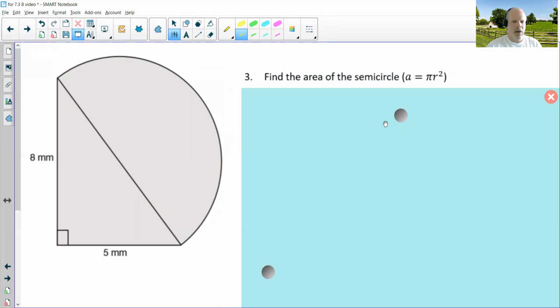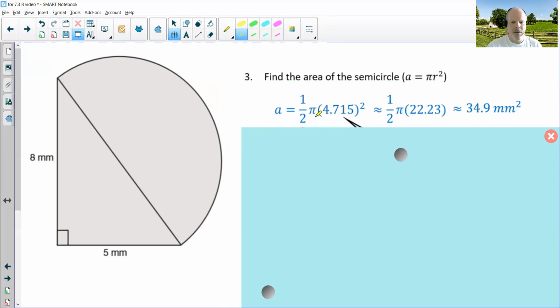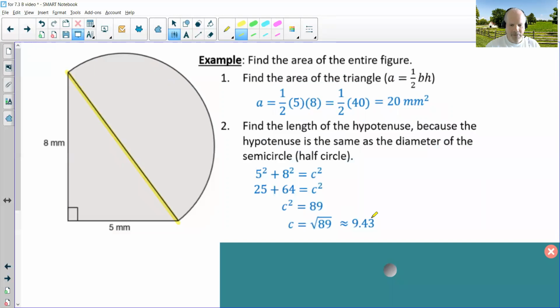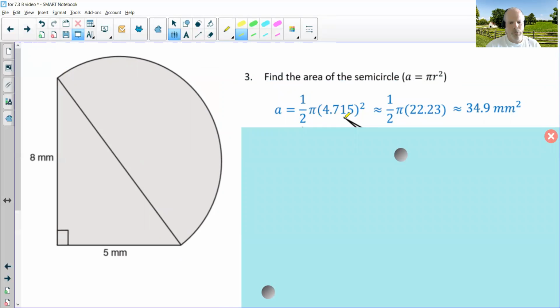Okay, so now let's find the area of the semicircle. Area is pi r squared. Now, keep something else in mind. The area of the full circle is pi r squared. Since this is half of a circle, we need to make it 1/2 of pi r squared. So we're just taking the area of a circle and then multiplying it by 1/2, or taking half of it. The radius is 4.715, which is half of the diameter that we found in the previous step. So just take a calculator and do 9.43 divided by 2, and you get 4.715.